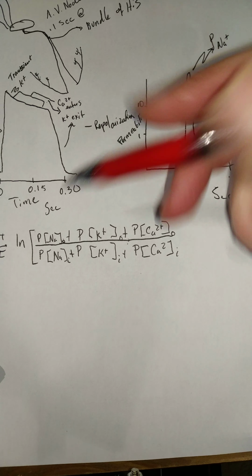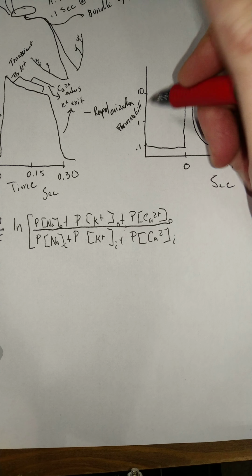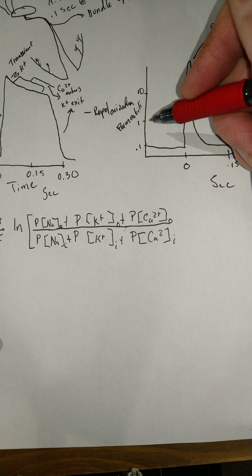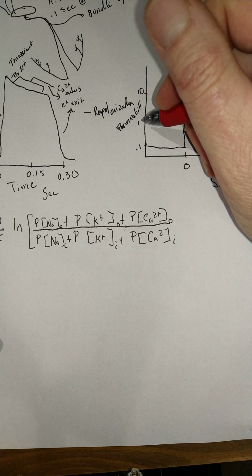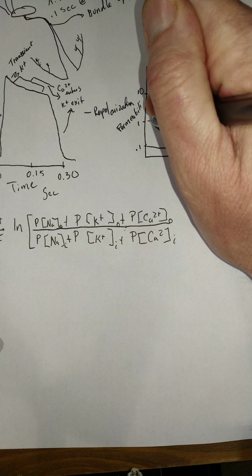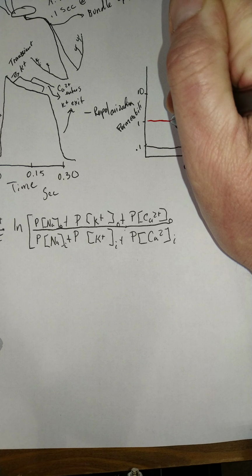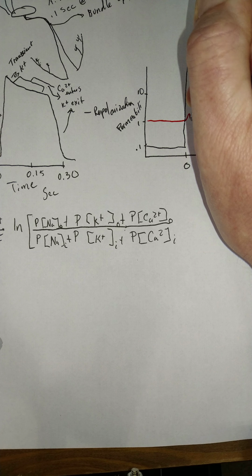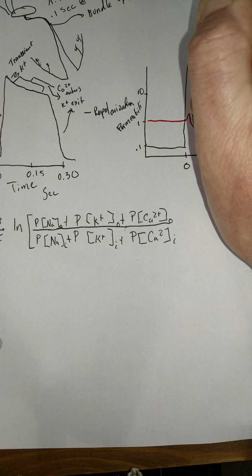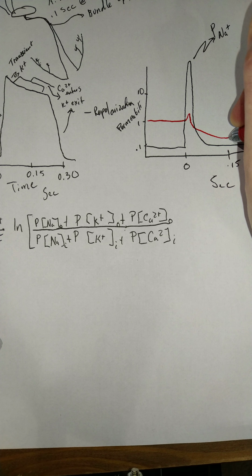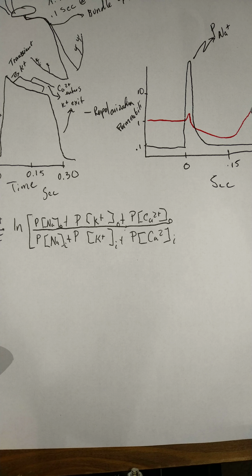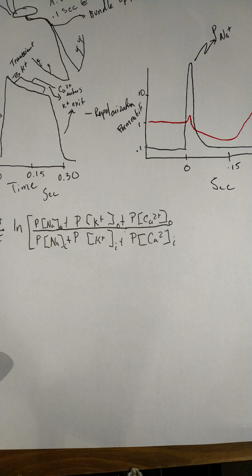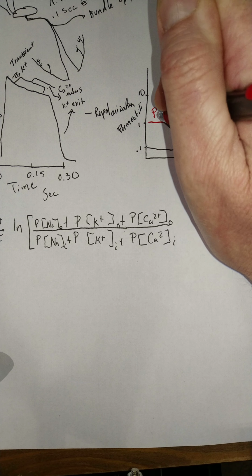So remember, if we looked at the Goldman-Katz equation from skeletal muscle, we remember that the permeability of potassium at rest was much greater than the permeability of sodium at rest. And this follows true as well. But we start out at 1, and at 0, we see this little hump right there, and then cross over, and we overshoot, and we get back to rest. So this is the permeability of potassium.